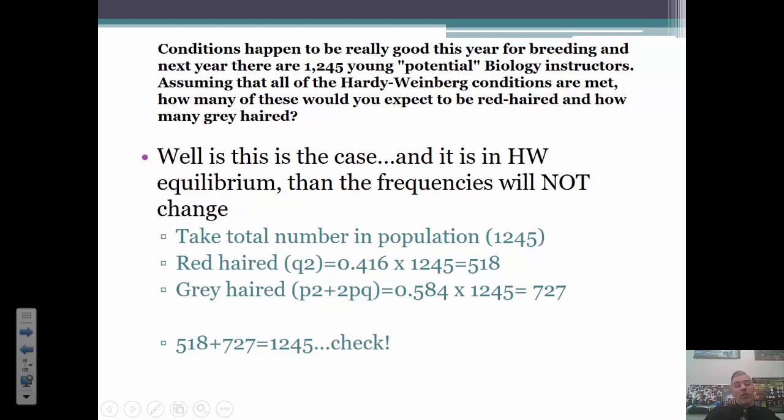So you take 0.416 and multiply by the total, which is 518. Then you take the gray-haired frequency, which is 0.584, which we calculated just previously, multiply that by 1245, and you get 727. And together, because those are the only two traits you can have, that should equal the total number of individuals in the population. Does it equal each other? Or does 1245 equal 1245? Yes. So you're all good.